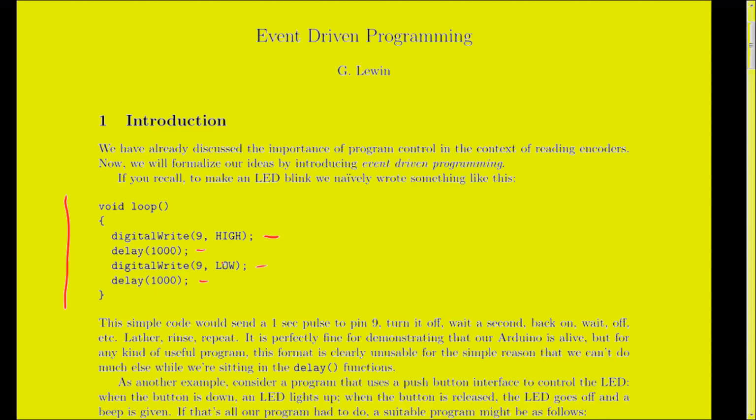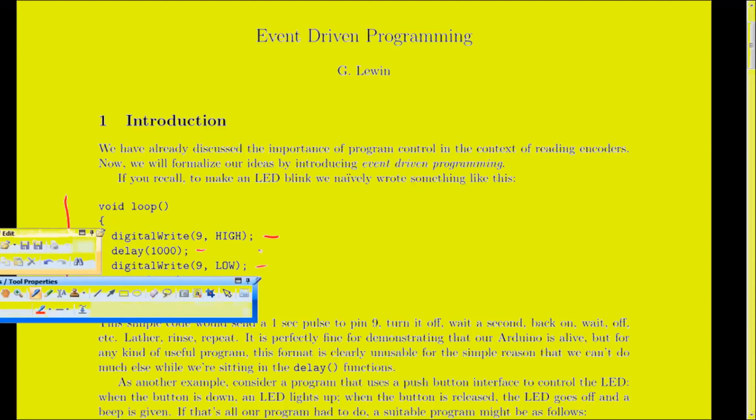Now, that's fine for making sure that our Arduino isn't broken, but if we wanted to do something else with this program or make a more complex program, this kind of a model would be completely insufficient. Basically, that's because if all we do is delay for a second, we can't really do anything else during that second. We're just using up processor time without doing anything useful.